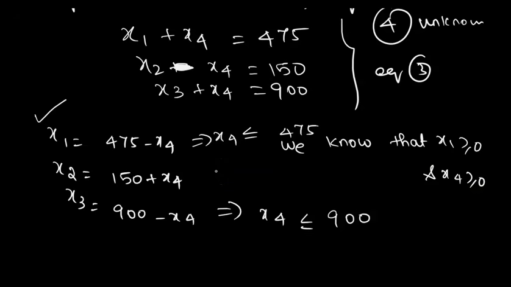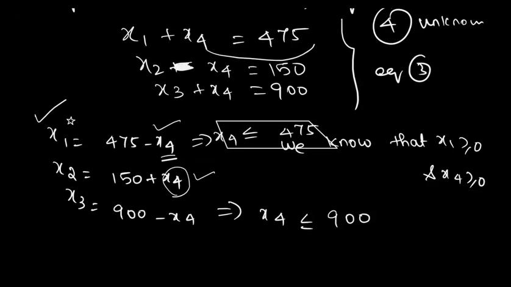From the first equation, you can write x1 as 475 minus x4. And we know that all these values should be greater than or equal to 0. So if I subtract this and I should get a positive value for x1, x4 should be less than or equal to 475. Similarly, taking the second equation, x2 is 150 plus x4. x4 can be any positive value, so x2 also can be any positive value. I couldn't see any restriction here.